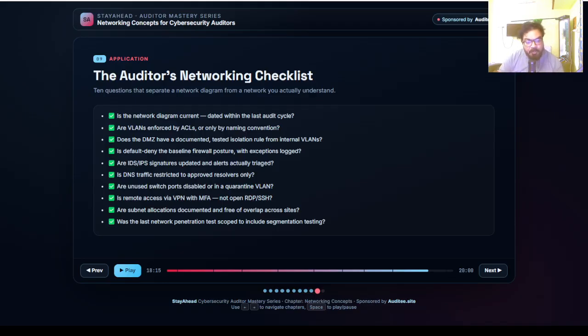Let's bring this all together into 10 questions that separate a network diagram from a network you actually understand. Is the network diagram current, dated within the last audit cycle? Are VLANs enforced by access control lists or only by naming convention? Does the DMZ have a documented, tested isolation from internal VLANs?